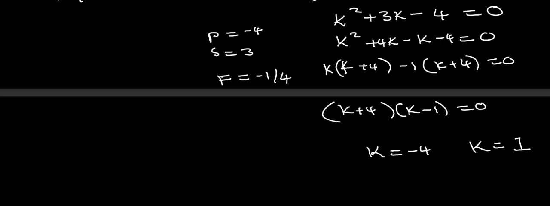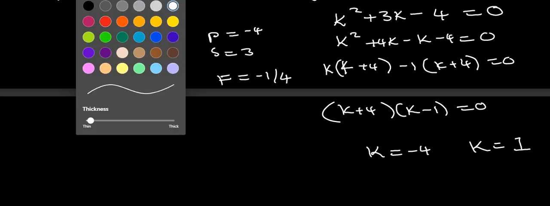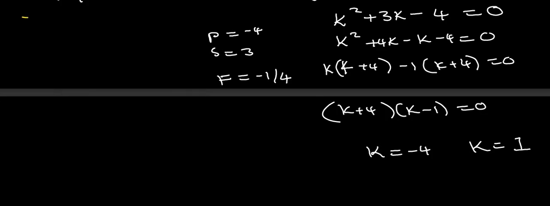Now, whenever you get these answers, these are not the final expressions that we want. The question had x, not k. So we need to get the value of x. Remember that k is the same as 2 to the power x. So we're going to let everything go back to what it was. So 2 to the power x is equal to negative 4, or 2 to the power x is equal to 1.